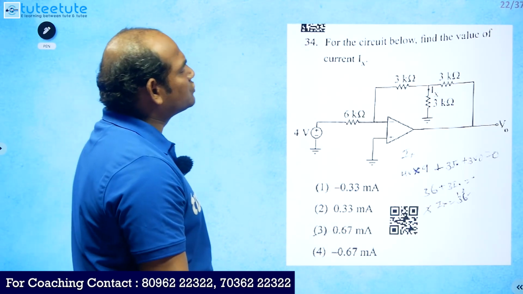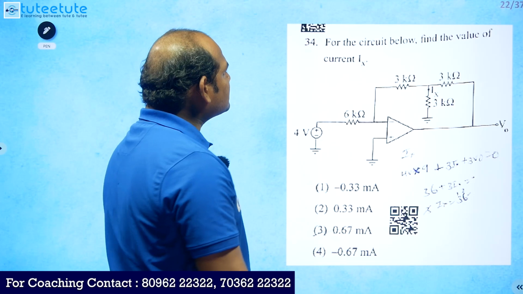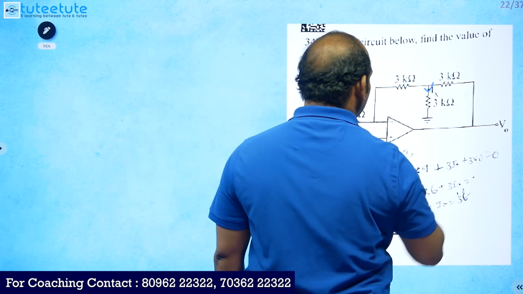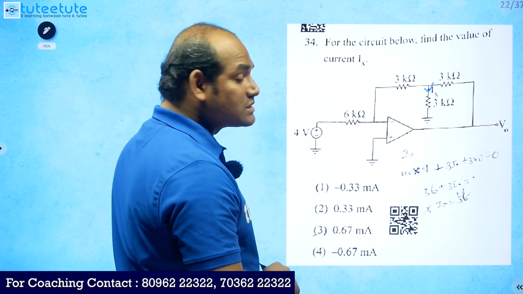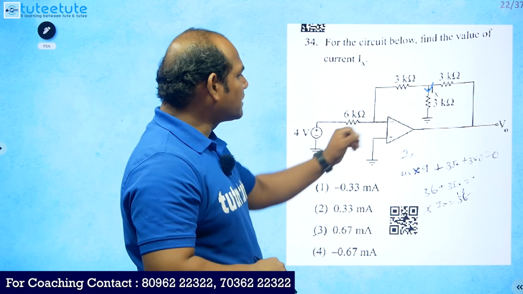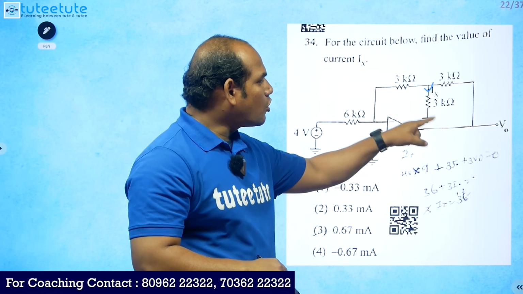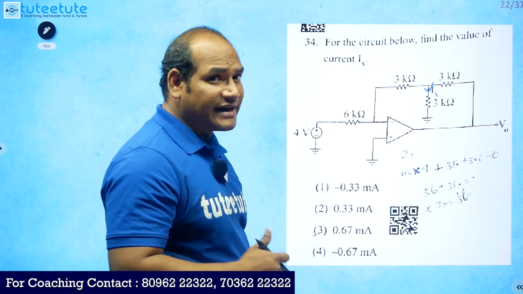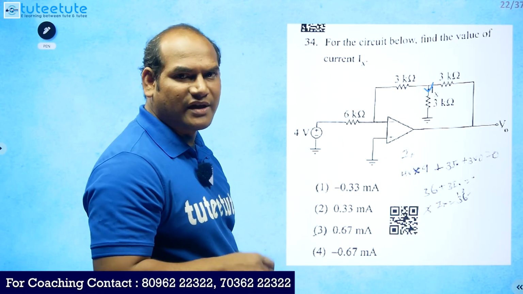Next, for the circuit below, find the value of the current Ix. Where is this Ix? Here Ix is available. If you observe this particular circuit, here input 4 volts is given to the inverting terminal and some feedback network is connected in between output and inverting terminal. So that is nothing but negative feedback. Because of this negative feedback it can work as an amplifier only.